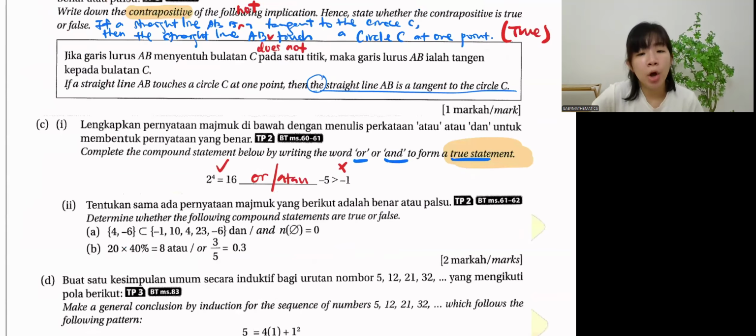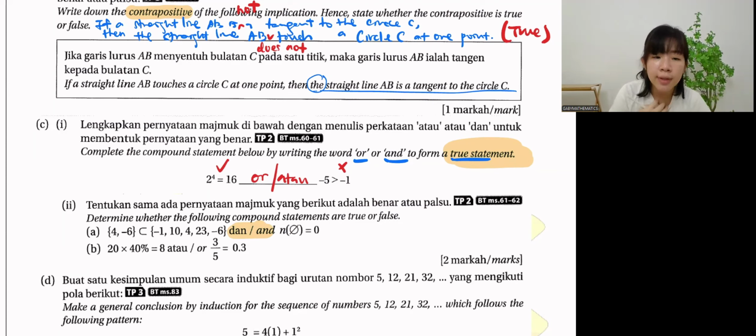Determine whether the following compound statements are true or false. Okay, look at the first one. They use and to join. If both are correct, use or also correct, or use and also correct. Means doesn't matter. Both are correct already, no matter what, it is still correct.